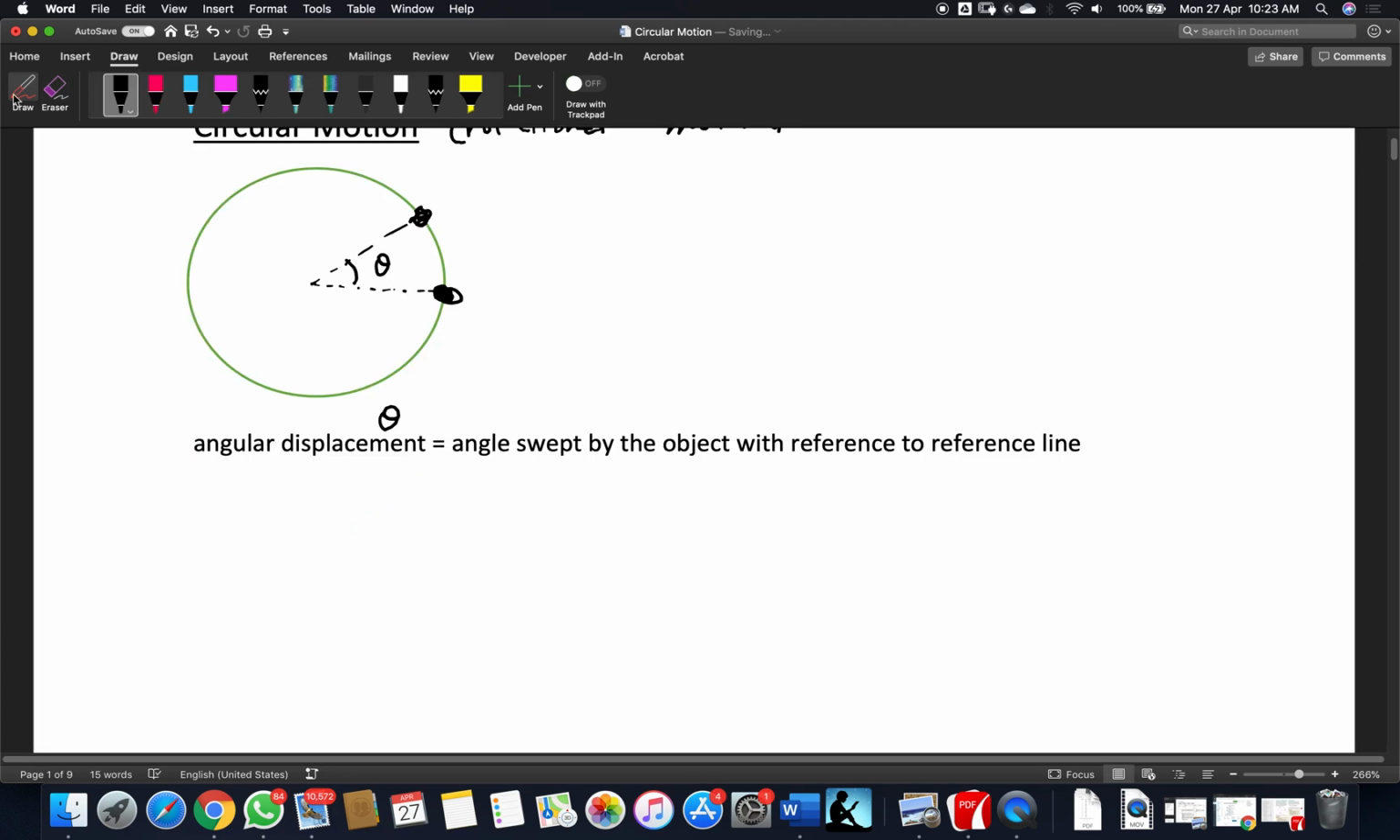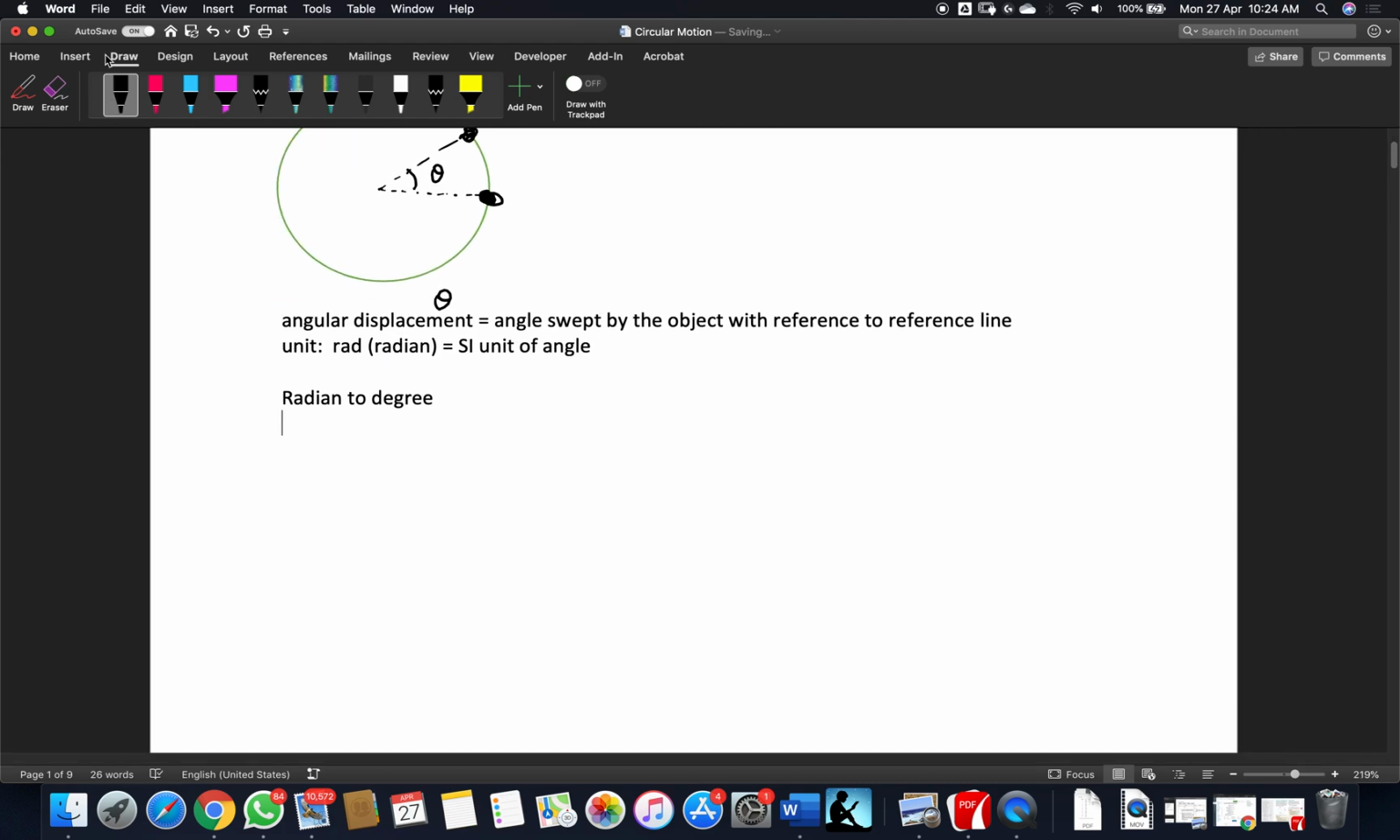And how about the unit of the angular displacement? You might say because it's an angle, we use degree. Yes, but in science, we use radian instead of degree as the SI unit of angle. So we will first learn how to convert radian to degree or degree to radian. Radian is not a new unit for you because you have learned it in core mathematics.